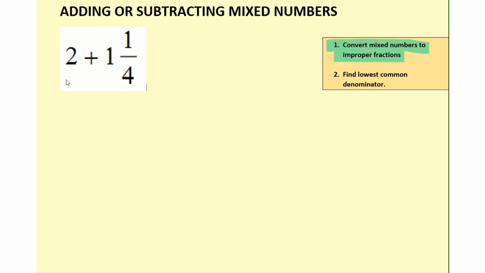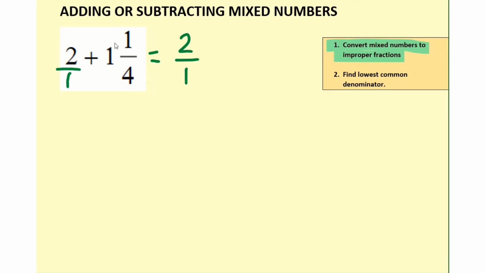But I need you to look at this number 2. How can we turn that into an improper fraction? Well, it's because there's an invisible 1 underneath it. There are invisible 1s everywhere. So 2 can be rewritten as 2 over 1. That's its improper fraction version.